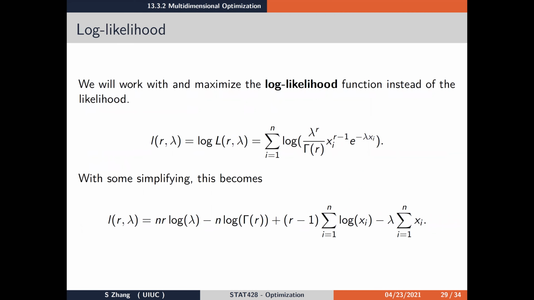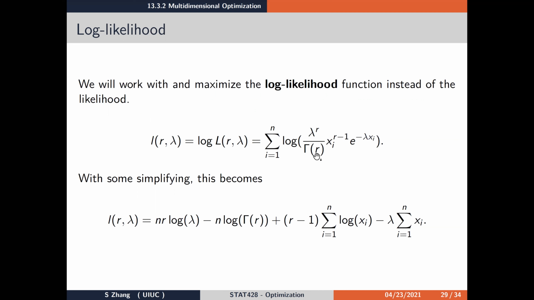Instead of working with the likelihood, which involves products, we will work with the log likelihood function. This is equivalent to working with the likelihood because the maximizer of the log likelihood is going to be the same as the maximizer of the original likelihood function, in other words, our MLE.